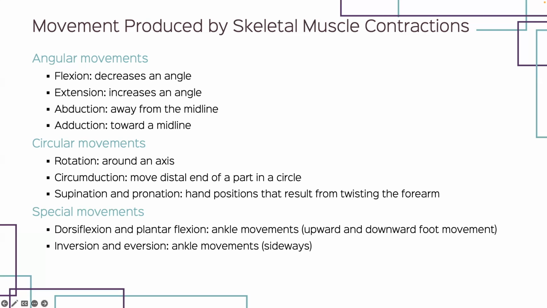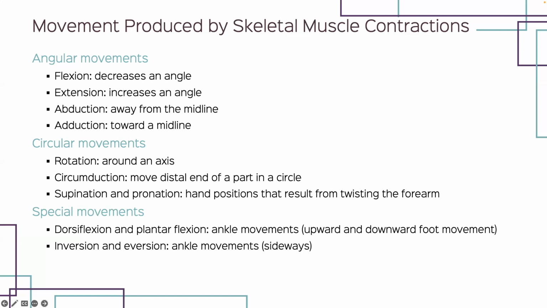Some of your body parts, such as the foot, are going to be difficult to describe with ordinary terms. So we are going to have special terms that are often used to describe those unique movements. Dorsiflexion and plantar flexion will refer to those ankle movements. Dorsiflexion is where the dorsum, or the top of the foot, is elevated with the toes pointing upward. And then plantar flexion is where the bottom of your foot is directed downward, as if you were standing on your toes.